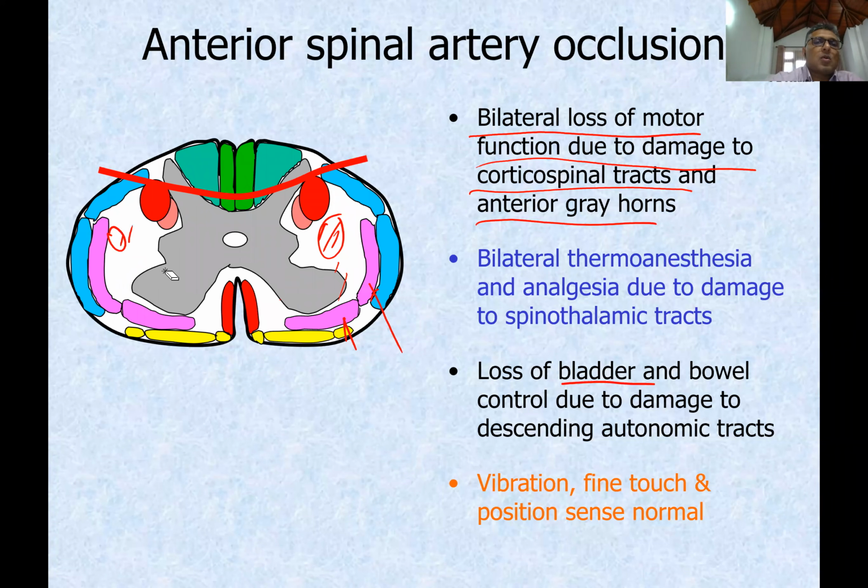Then the posterior columns are intact, so vibration, fine touch and position sense are normal. They are the ones that are affected if you block the posterior spinal arteries. But since there are two arteries, it's unlikely that you will block both at the same time, so you will block only one side. Then, based on the block, you will get contralateral loss of vibration, fine touch and position sense.